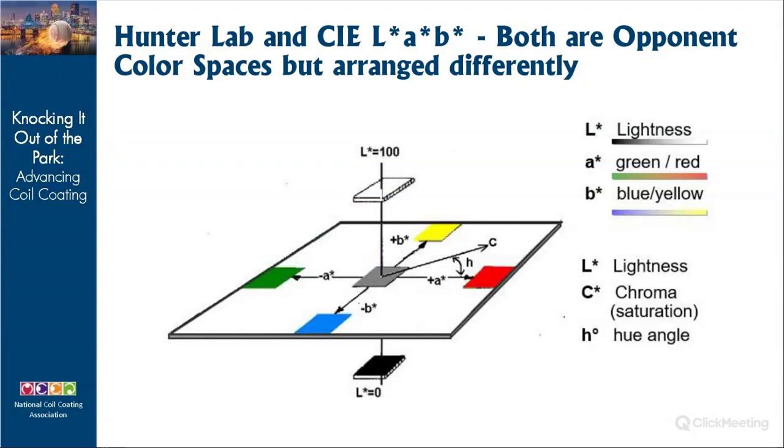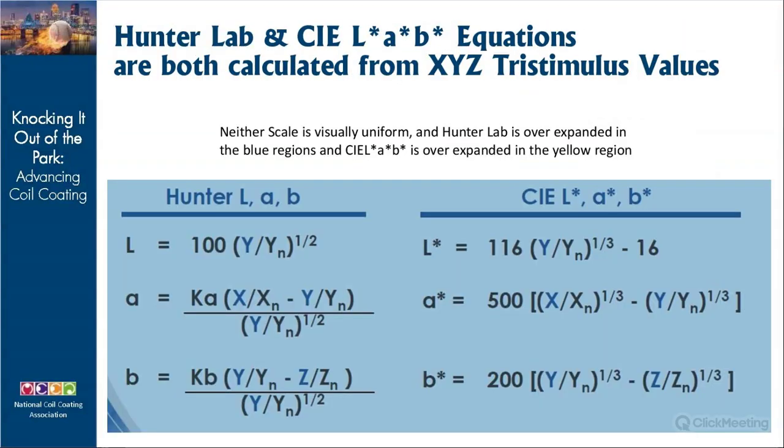Now, both Hunter and CIELAB color spaces are opponent color spaces. So you have light, dark, red, green, yellow, blue, but they are arranged differently. The equations are slightly different. On the Hunter system, you're using the square roots, and cube roots for CIE. And it's important to note here that neither scale is visually uniform. Hunter is overexpanded in the blue region, while CIELAB is overexpanded in the yellow region.